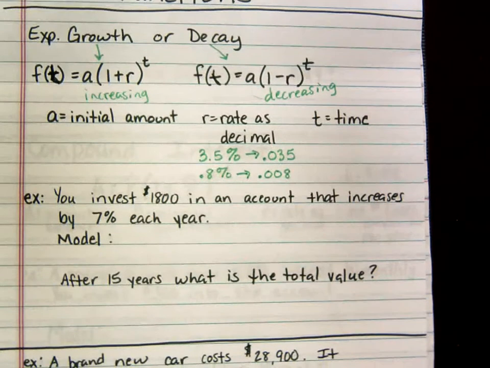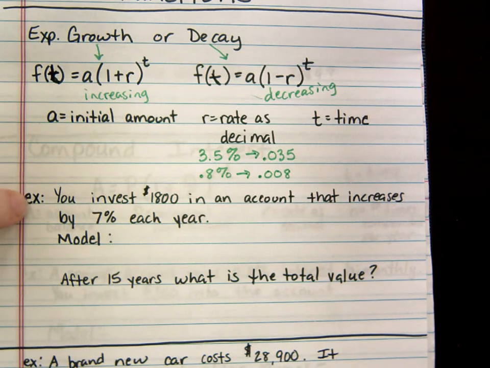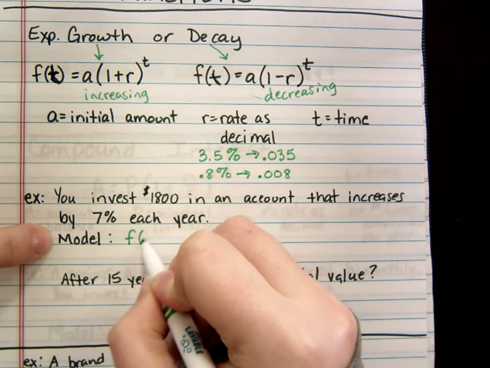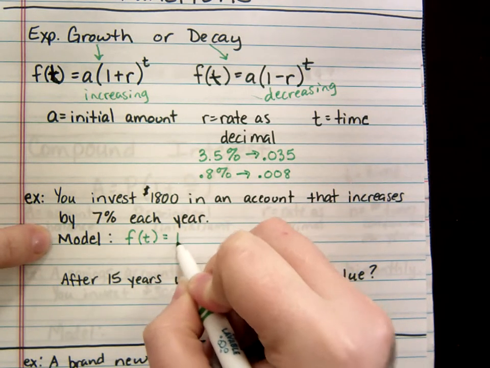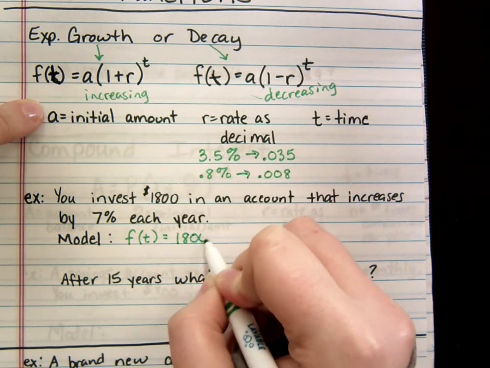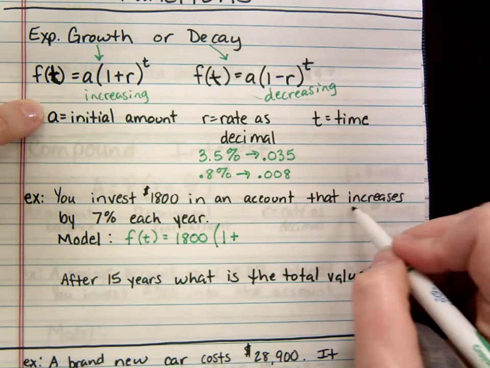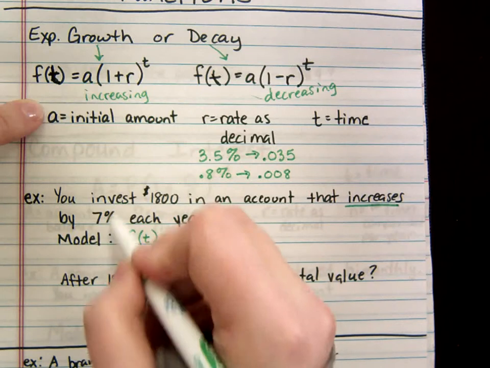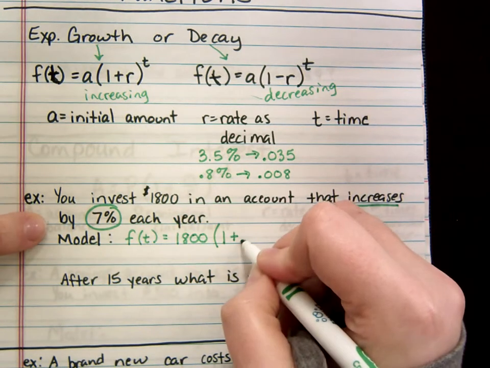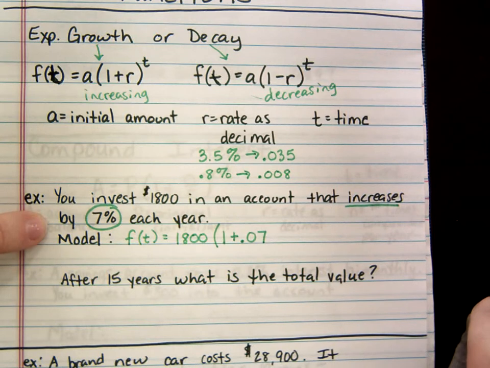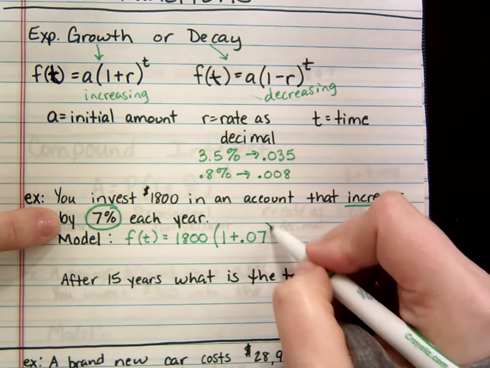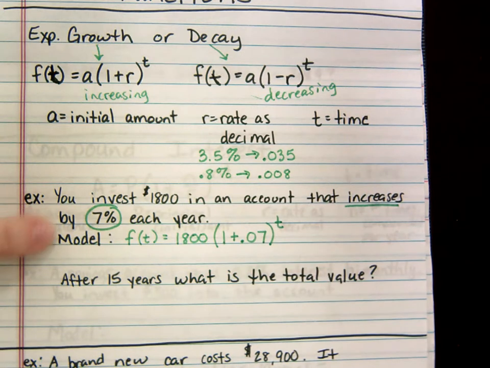So let's look at some examples. In this example, it says you invest $1,800 in an account that increases by 7% each year. Now, the first thing we're doing is we're writing a model to represent this scenario. It's a function of time. Our initial amount is $1,800. Our growth rate, because it is increasing, it's growing, so we're adding here, by 7% each year. But remember that you must make that a decimal. So 0.07 to the T power. That's our model.